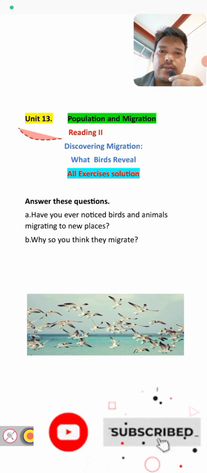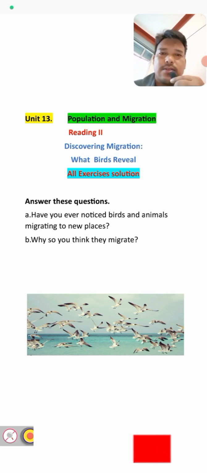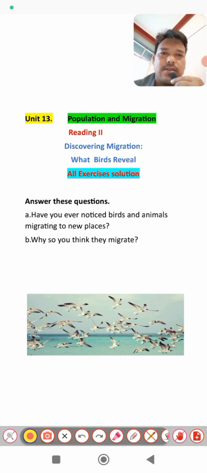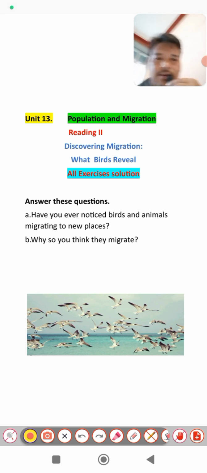Students, today we will discuss unit number 13, population and migration. In unit 13, we have the reading two text, Discovering Migration: What Birds Reveal. We will discuss all the exercises of this text. So this is the text, and this is the exercise that we will discuss in this video. So let's start the video now.